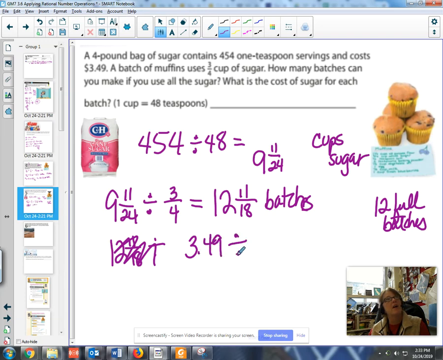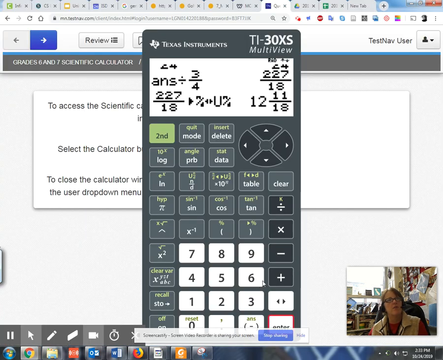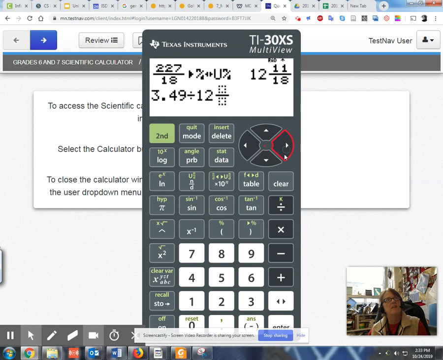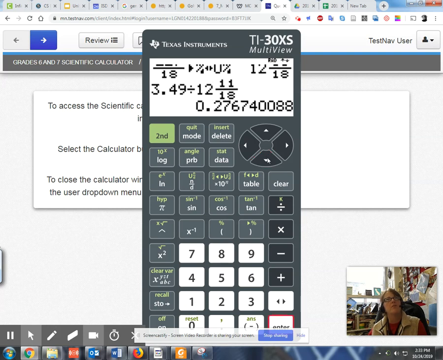$3.49 divided by 12 and 11/18. Oh, these problems are gross. I am so glad we have a calculator. Hot diggity. 349, clear, clear, clear. 3.49 divided by 12 and 11/18. Good night, Charlie. What on earth is this number? Big long decimal. We're talking about money, so we're going to leave this answer in decimal form.